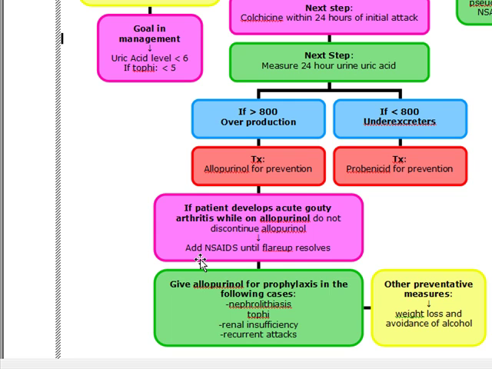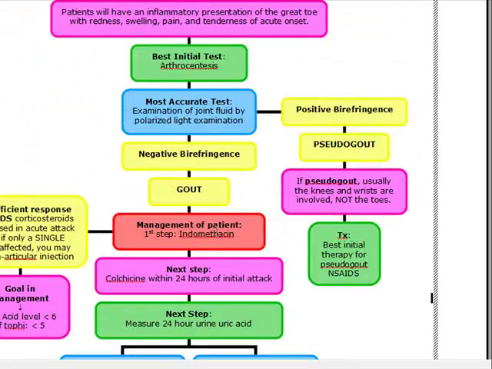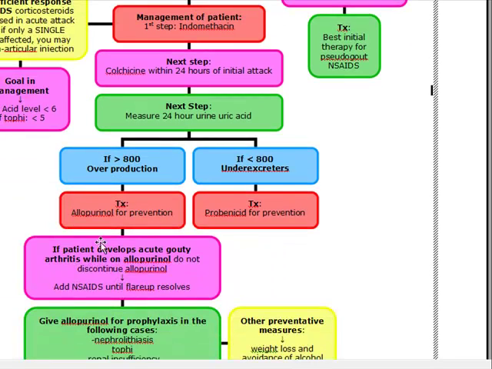We actually want to add NSAIDs until the flare-up resolves. So a patient is managed for gout and put on allopurinol, and then they develop acute gouty arthritis while on allopurinol. We want to add NSAIDs until the flare-up resolves, which makes sense because acute gout, remember our treatment, NSAIDs, right? So we're just going to keep them on the allopurinol and add NSAIDs until the flare-up resolves.